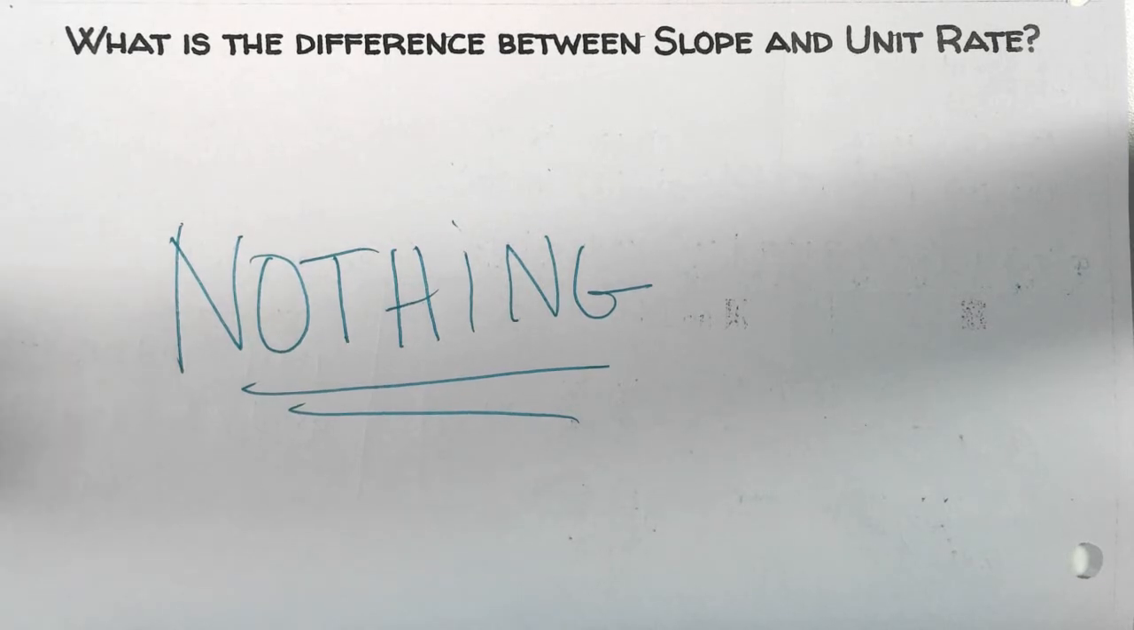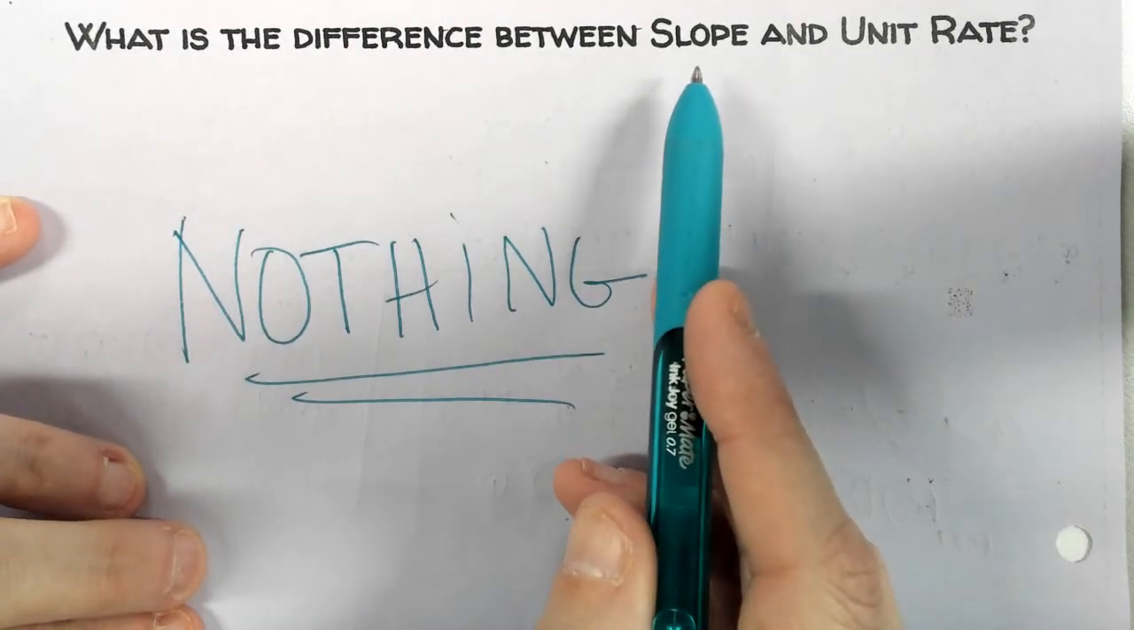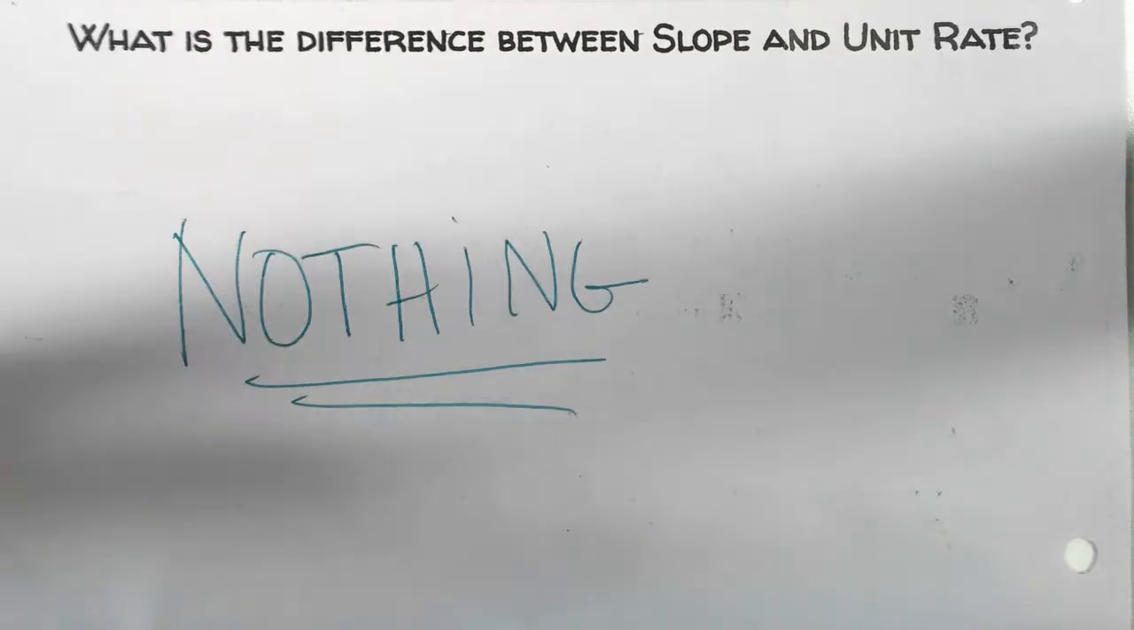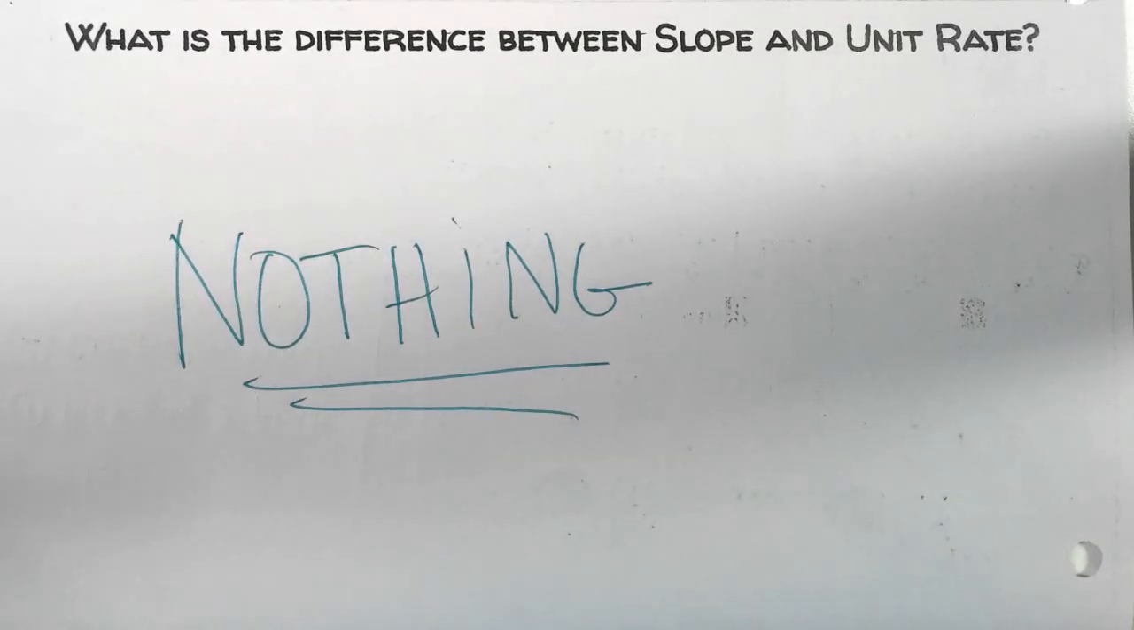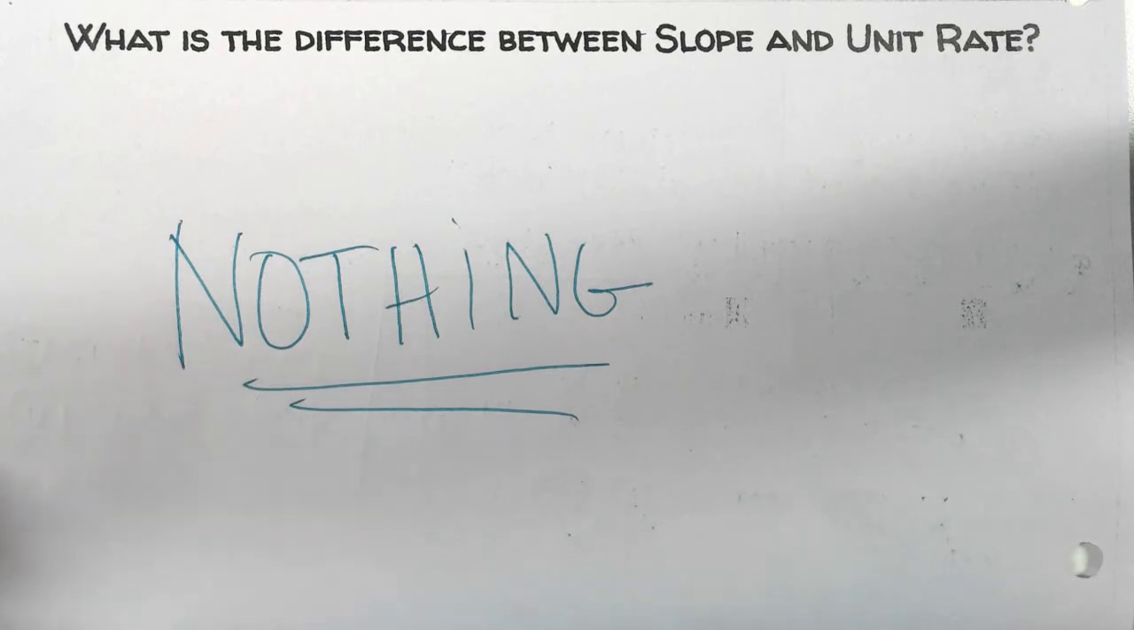And I think trying to make one is just going to confuse you. There's no reason to. Unit rate is how much for 1. Slope winds up being how much for 1. We just have to do the change in y over change in x to get it. So there's no difference. Don't let the fact that we have a whole bunch of vocabulary confuse you.